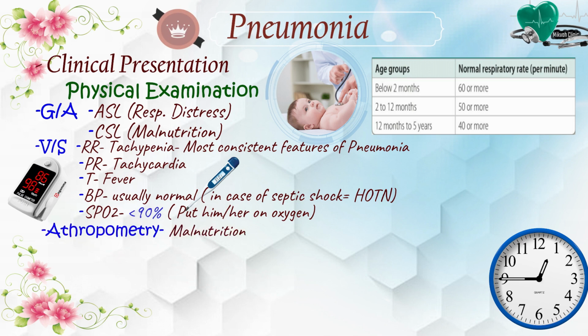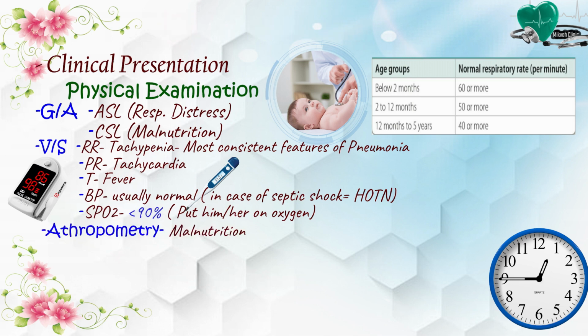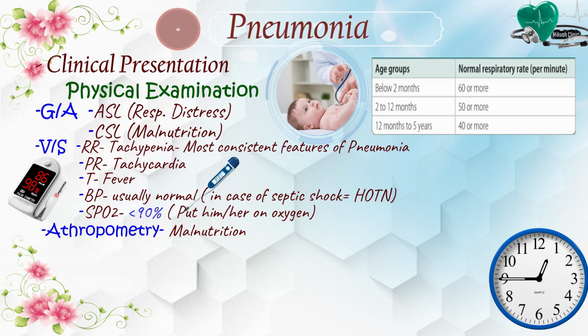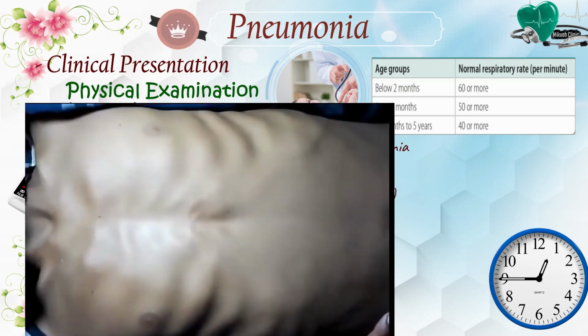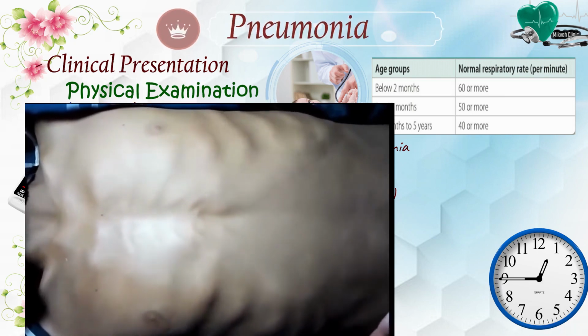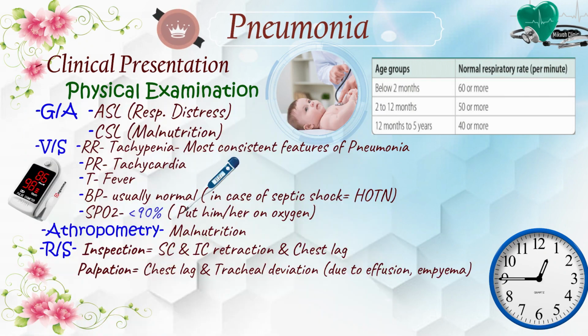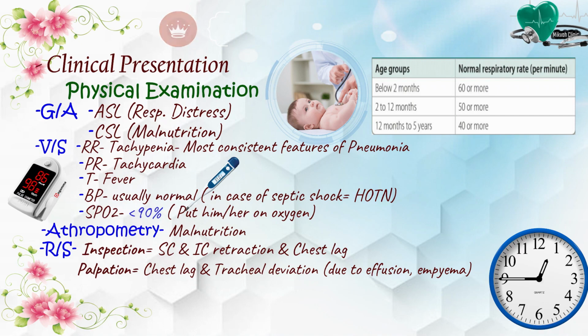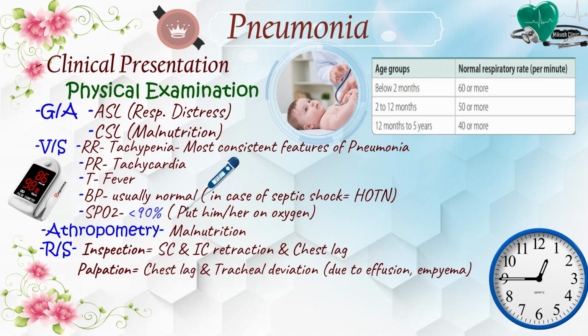Then we have to check the anthropometric measurements. Anthropometric derangement may occur because of malnutrition, so it's good to assess them. Then we have to examine each system, but the most pertinent findings that we expect are in the respiratory system. Under inspection, we may get subcostal, intercostal, or suprasternal retractions. Chest lag is expected on the affected part of the lung, and can be seen because of development of complications like effusion and empyema.